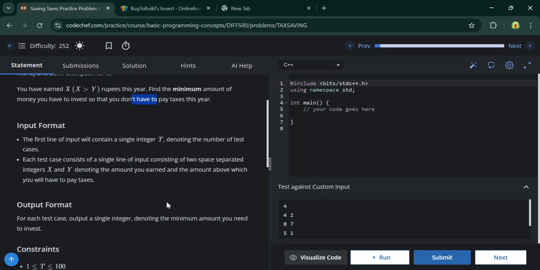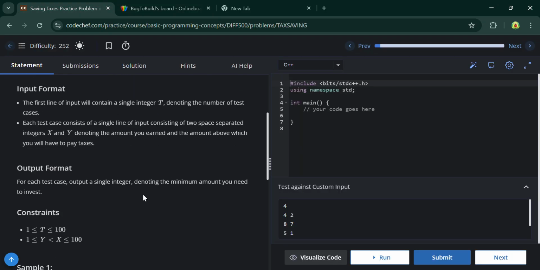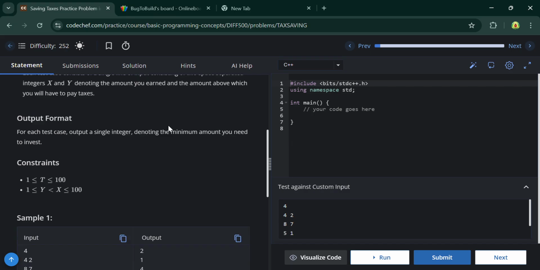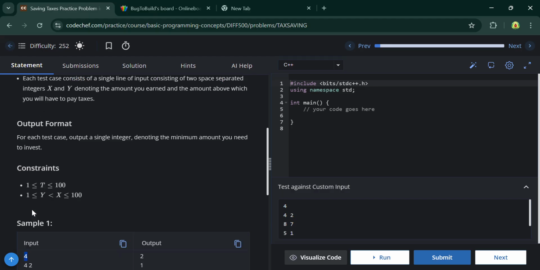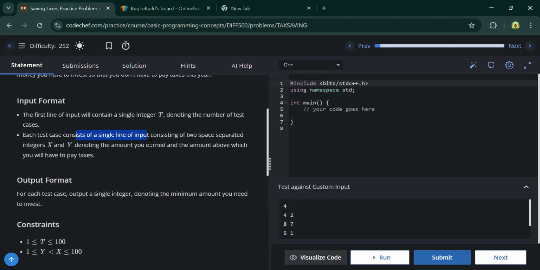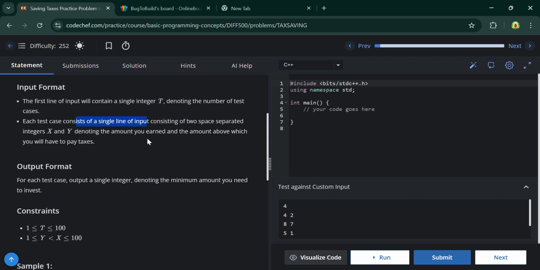Here, the first line is a single integer denoting the number of test cases. First you are given the number of test cases. And the second line consists of X and Y, where X is the amount that you earn and Y is the amount after which you have to pay taxes to the government.